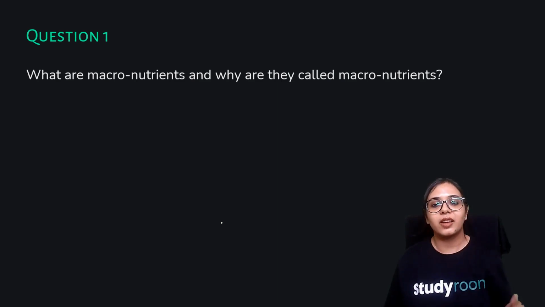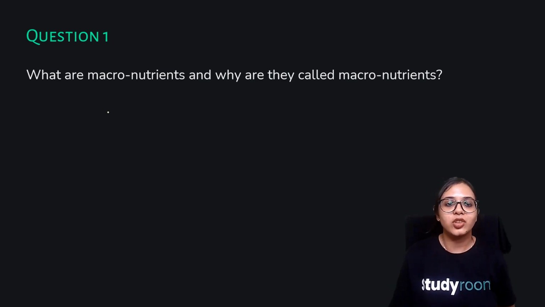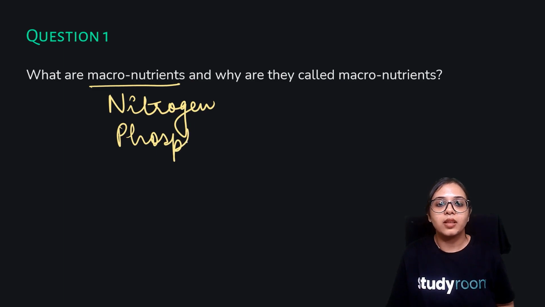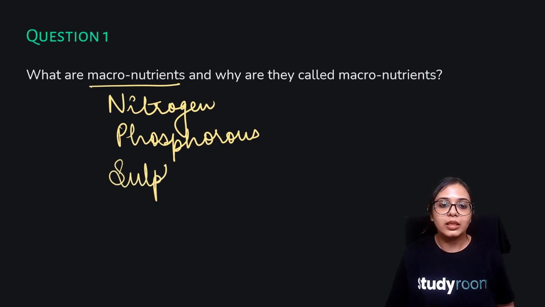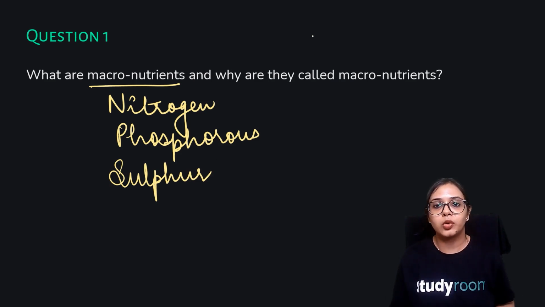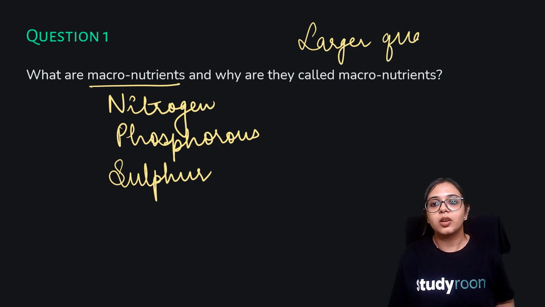What are macronutrients and why are they called macronutrients? So we have just seen macronutrients like nitrogen, phosphorus, sulfur. These are the kind of nutrients that the plants require for their growth, and their overall nourishment, their overall well-being. And these kind of nutrients the plants require in higher amount, in larger quantity. That is why they are known as macronutrients.